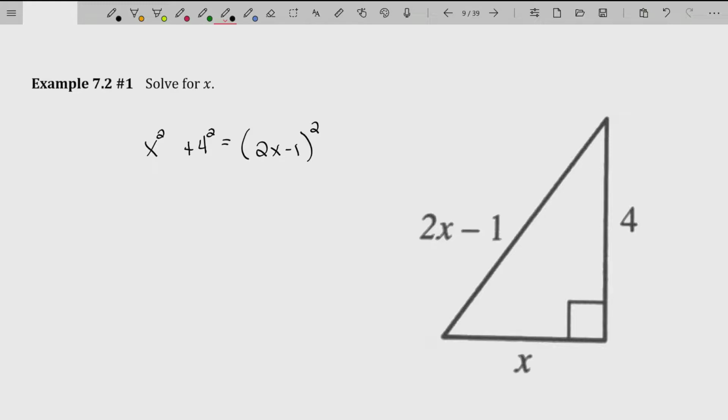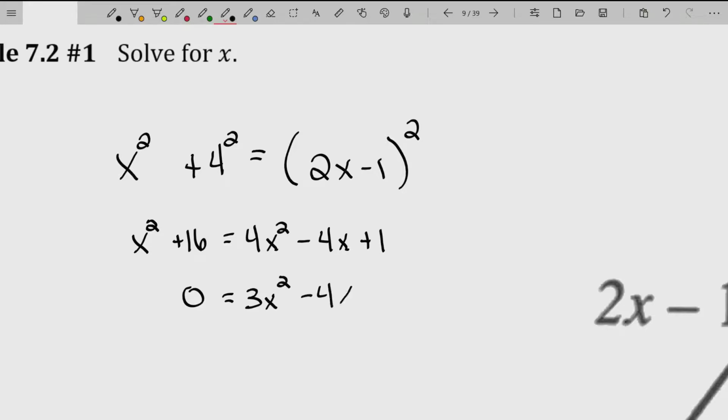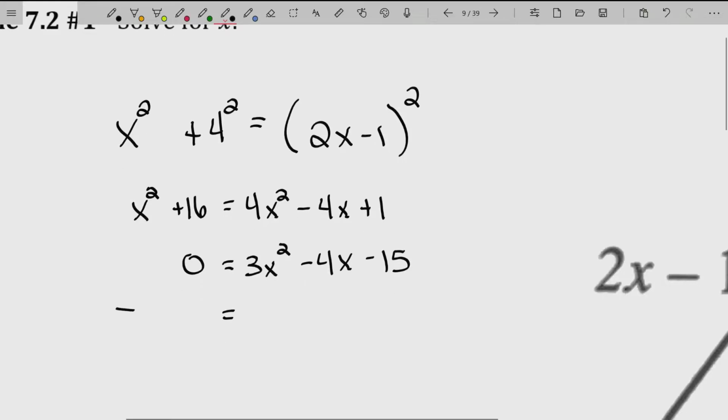Multiplying all this stuff out, just using our old school algebra skills, right? x squared plus 16 is equal to 4x squared minus 4x plus 1. And now I'll move everything over to the right hand side. So 3x squared minus 4x minus 15 equals 0. This implies that, I should always do my implication signs. I kind of give up on them after a while, but this should factor.